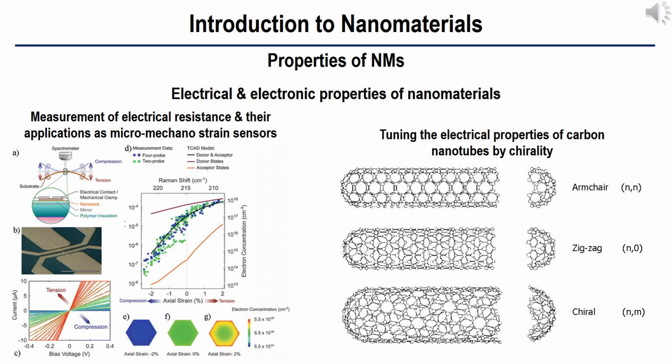Otherwise, we can measure electrical conductivity of a nanowire with application of mechanical strain, which will modify the electronic structure of the semiconductor crystalline structure of the nanowire.